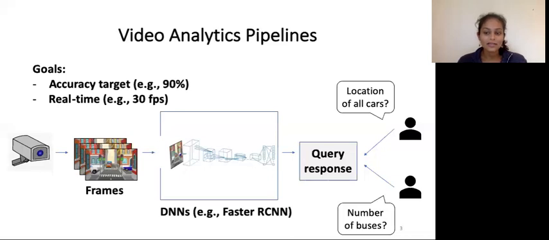The second goal is to respond with low latency. Processing 30 frames per second is usually the goal because that's typically real time, which for context translates to spending about 33.3 milliseconds on each frame from the time the frame is recorded by the camera.